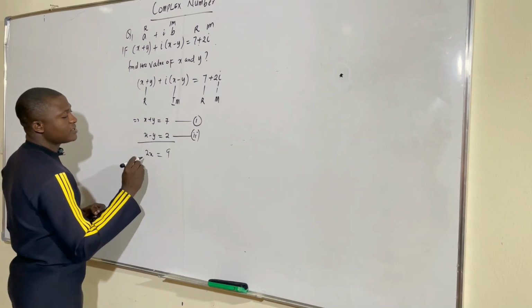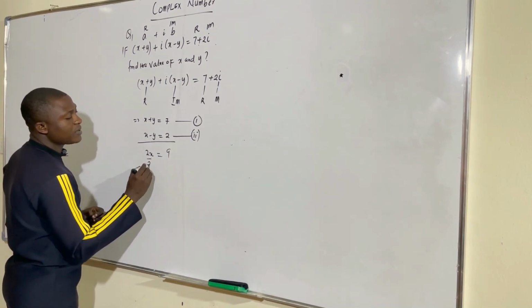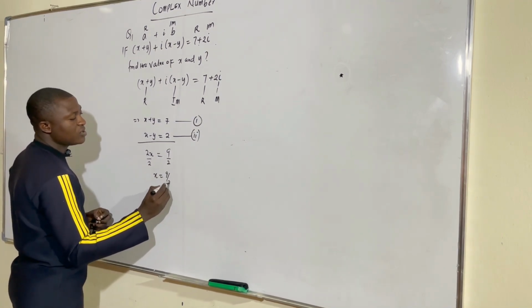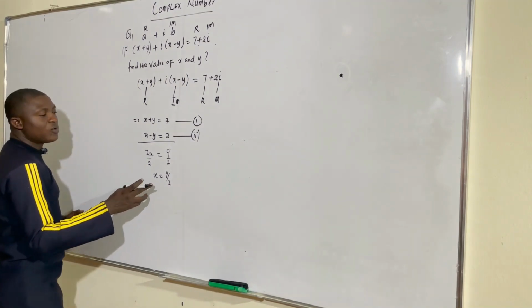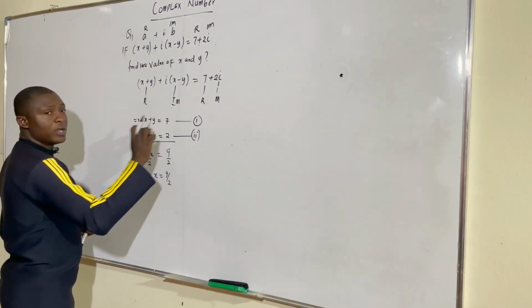Now, I'm looking for x. Since I'm looking for x, and the coefficient of x is 2, I can say divide both sides by 2, which means x is equal to 9 over 2. And if you like, you can leave this one in the form of a mixed fraction. So since I've gotten x, I can put my x into either equation 1 or equation 2.